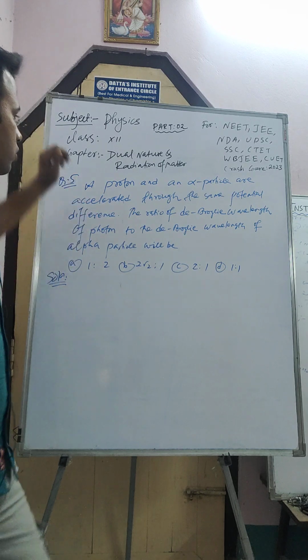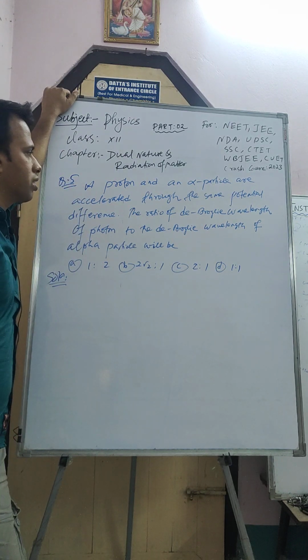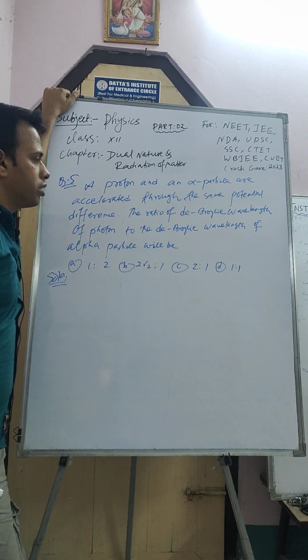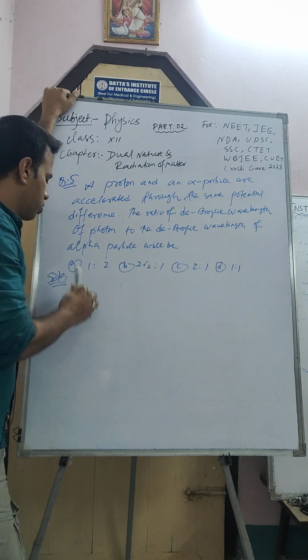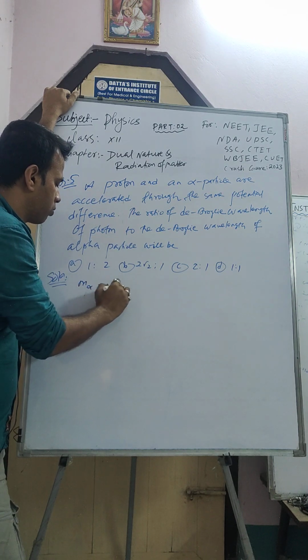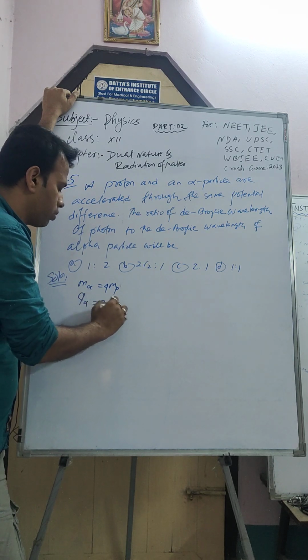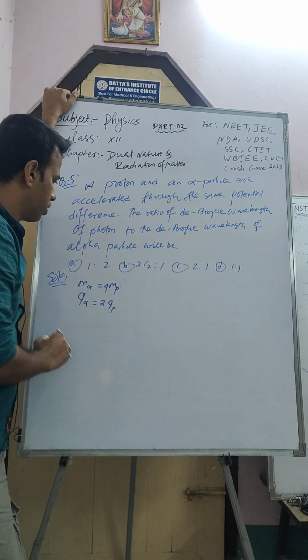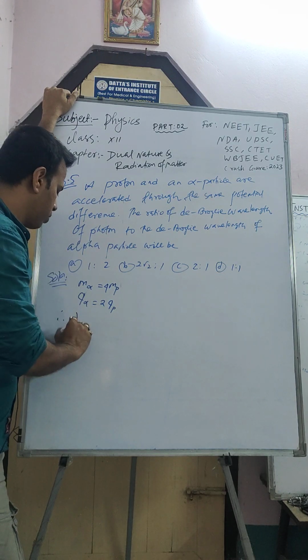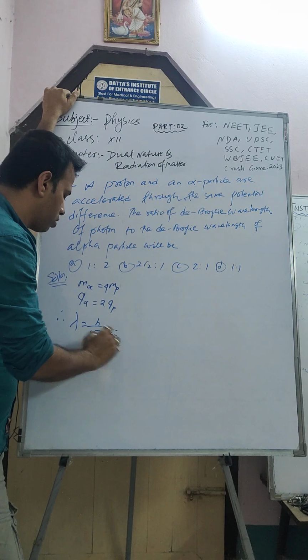Okay, so a proton and an alpha particle are accelerated through the same potential difference. The ratio of de Broglie wavelength of proton to the de Broglie wavelength of an alpha particle. So here you have to know the mass of alpha particle is 4 times the mass of proton, and the charge of alpha particle is 2 times the charge of proton. We know that de Broglie wavelength is h by root over 2mk.